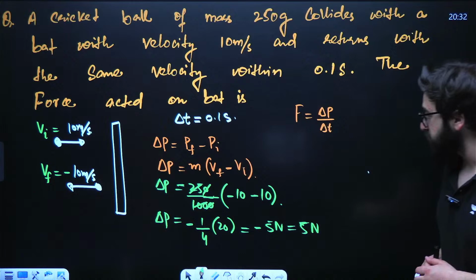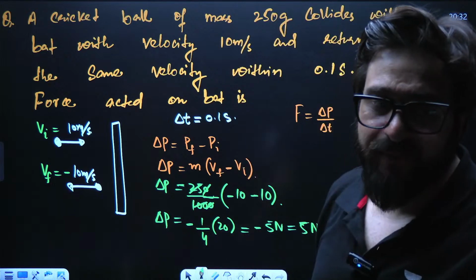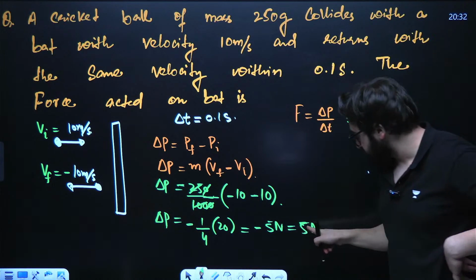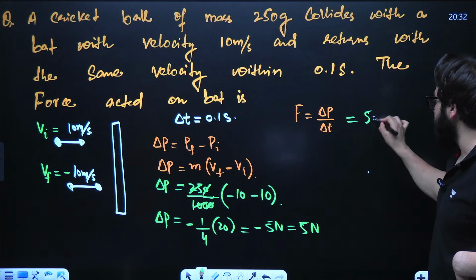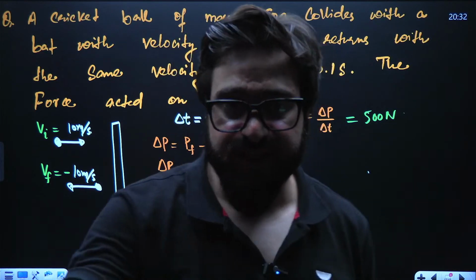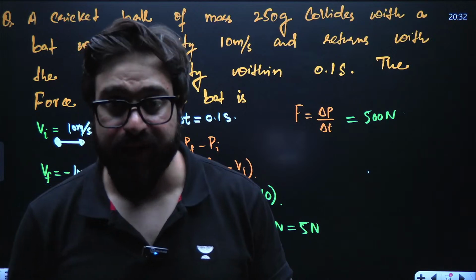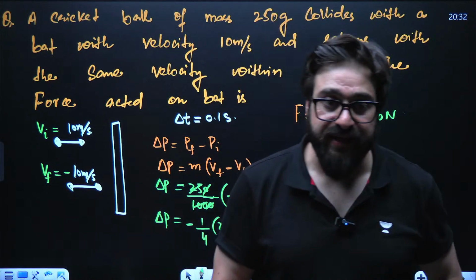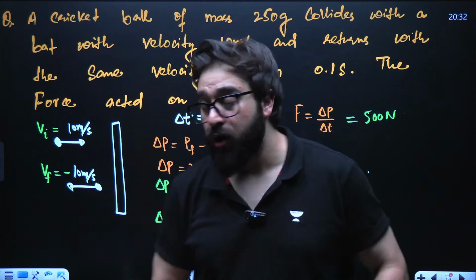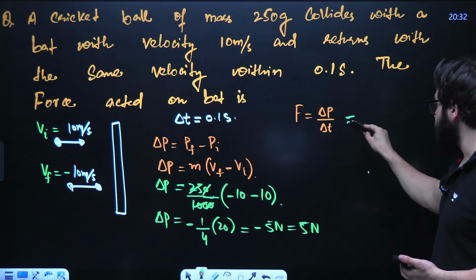Now, if this is the change in momentum and this is the change in time, could you please tell me 5 divided by 0.1? How much will it be? Force in this case is 5, change in time is 0.1, and this will come out to be 500 Newton. Oh, sorry. It is 50. 5 by 0.1 is 50.